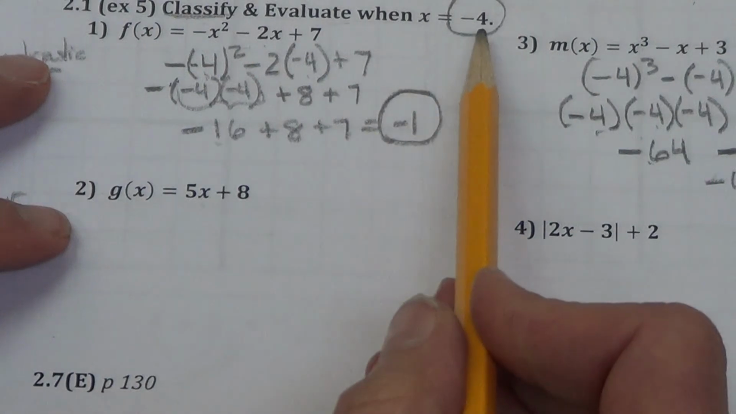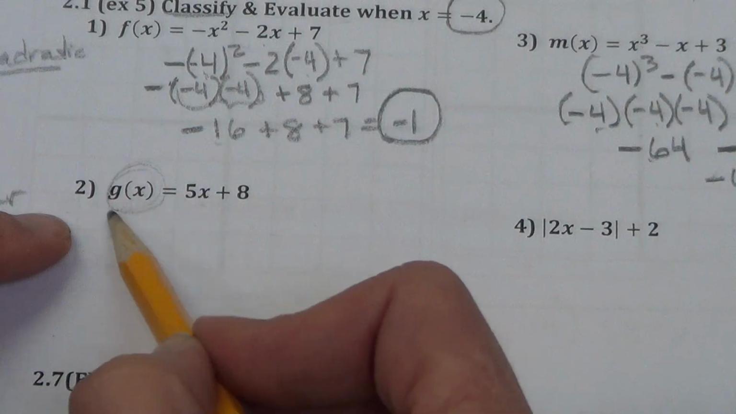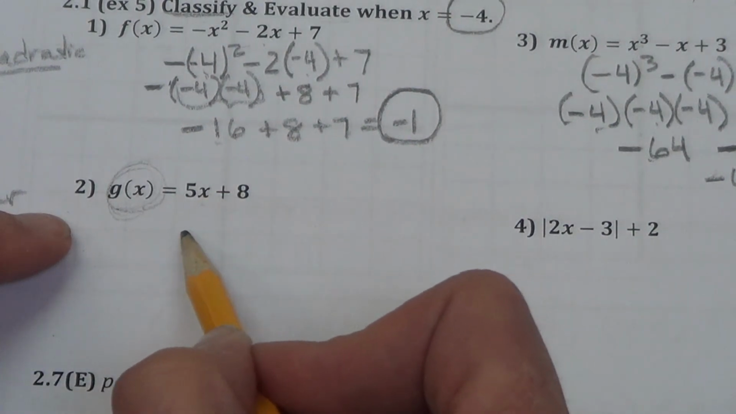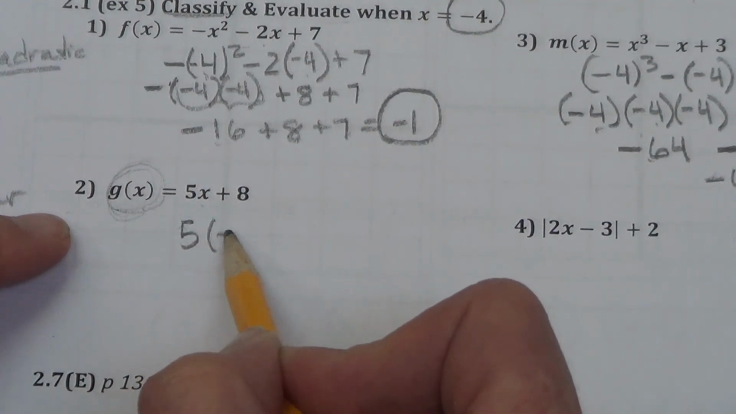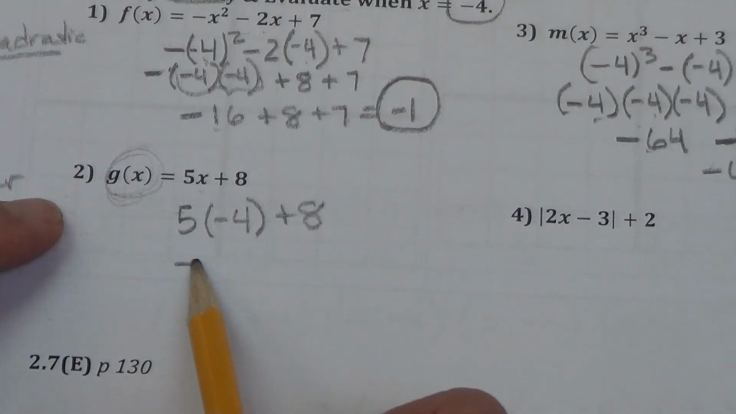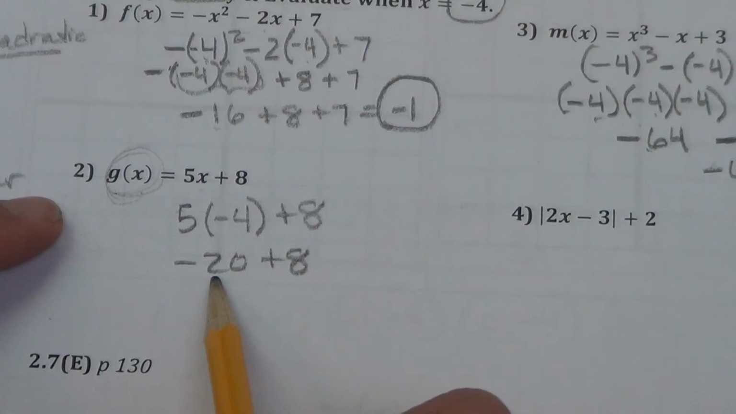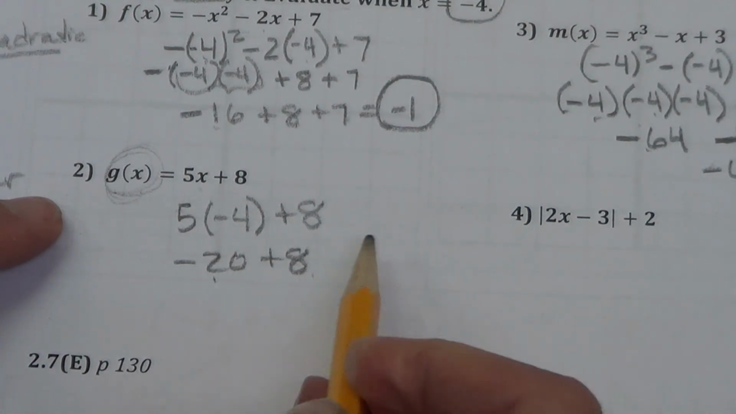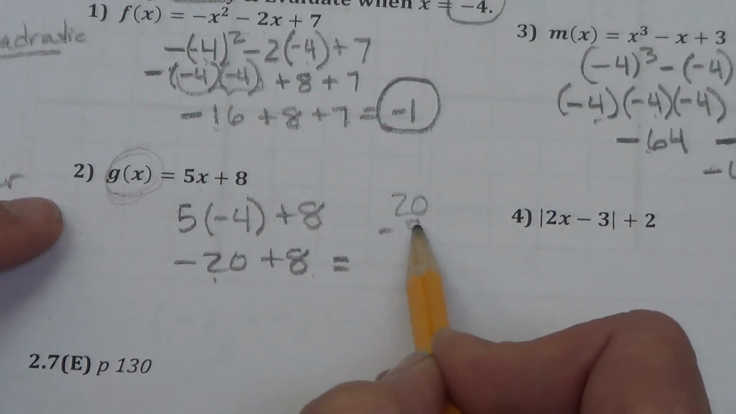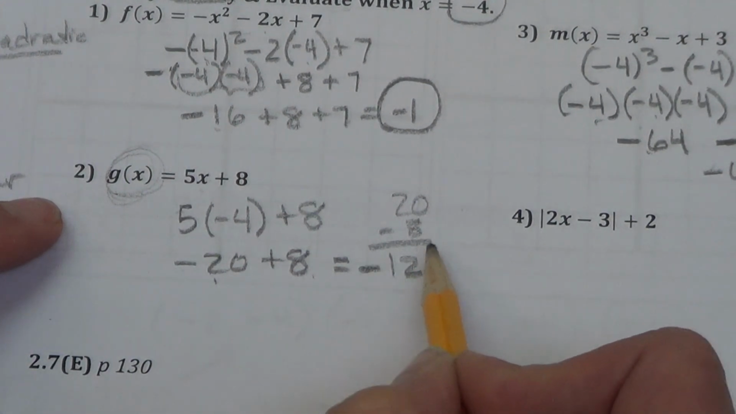In this linear equation, we're still plugging in negative 4. You notice how I just ignore the g of x? That's equal to y. And we aren't given a value for y, so I just plug in for the x over here. 5 times negative 4 plus 8, negative 20 plus 8. Negative 20 is farther from 0, so I find their difference. 20 minus 8 is 12, and then I give it the sign of the one farther from 0, so it's a negative 12.